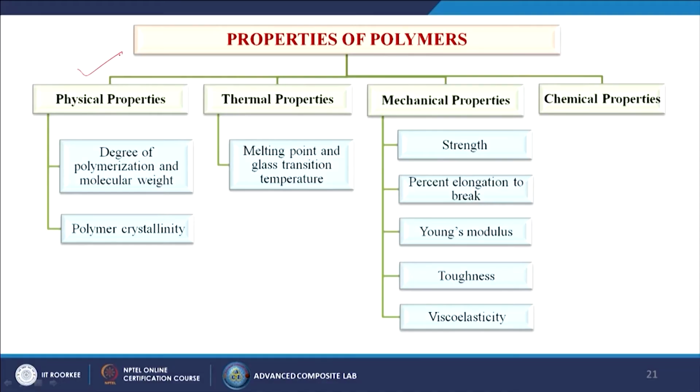Now we are going to discuss the properties of polymers. If we divide all the properties, there are generally four groups. The first is physical properties, with two subgroups: degree of polymerization and molecular weight, and polymer crystallinity. The next group is thermal properties, which tell us the melting point and the glass transition temperature of a particular polymer. The mechanical properties are divided into five parts: strength, percent elongation to break, Young's modulus, toughness, and viscoelasticity. The last group is the chemical properties. We will discuss all these properties one by one.